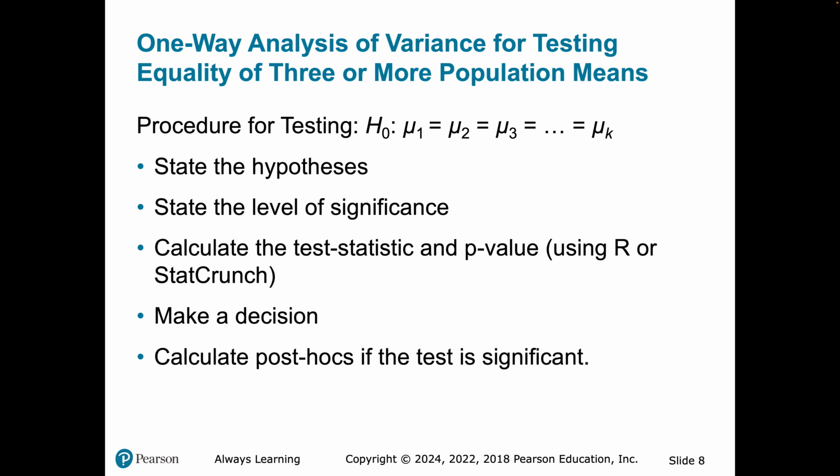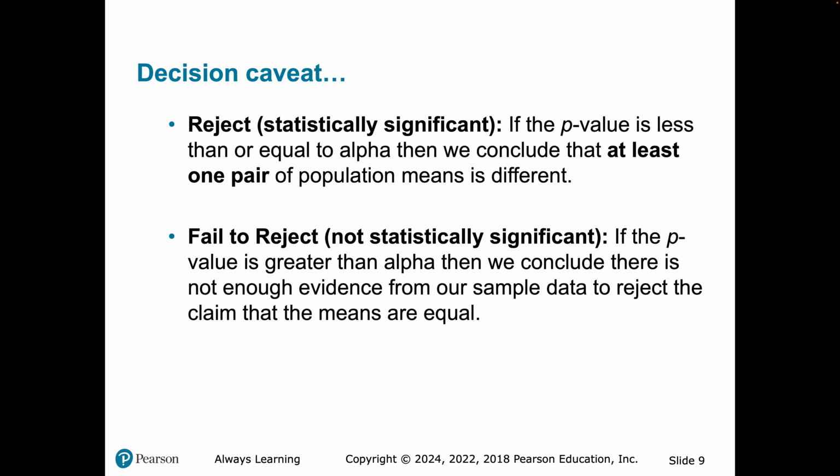So the way this plays out is we test our null. So we have, let's say, k means, where k is 3 or more. So we assume that all the means are equal, state the level of significance, 0.05, just as we've always done. Calculate the test statistic and p-value using technology, just as we've always done. Make a decision, just as we've always done, and then calculate post-hocs if the test is significant. Now, a little bit more about post-hocs.